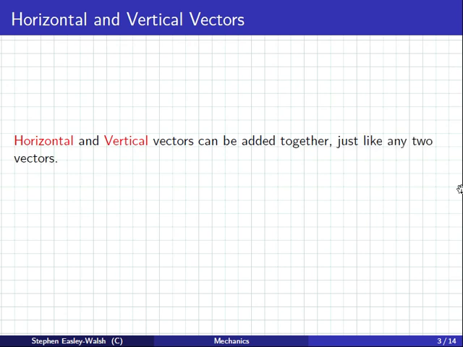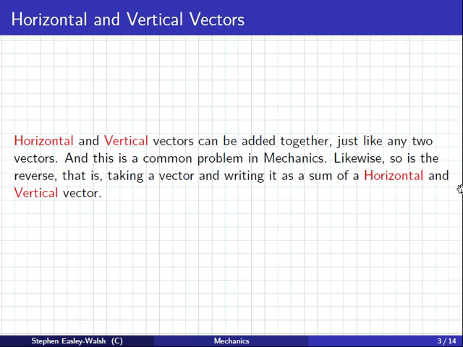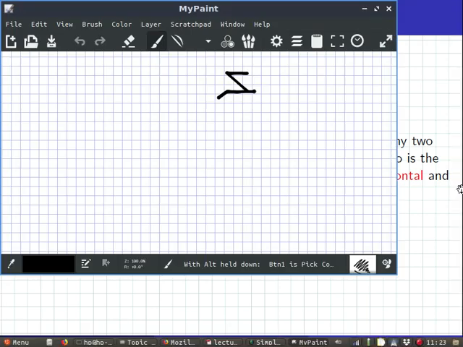These vectors can be added together, just like any two vectors. And this is a very common problem in mechanics. Likewise, so is the reverse. That is, taking a vector and writing it as its sum. So I'll just draw what I'm talking about here.